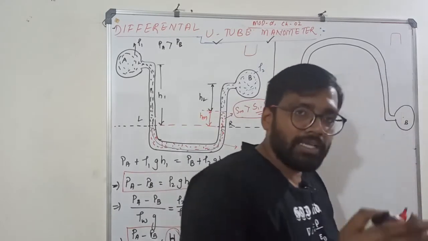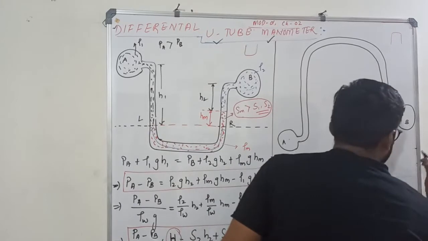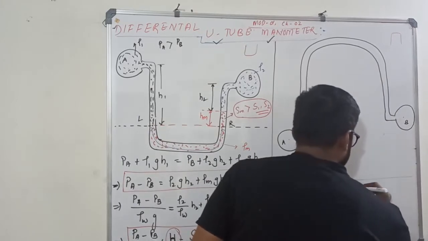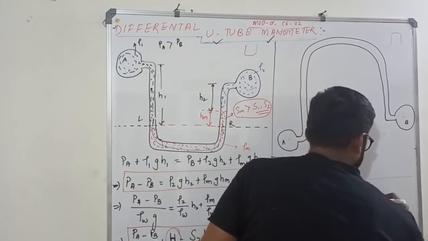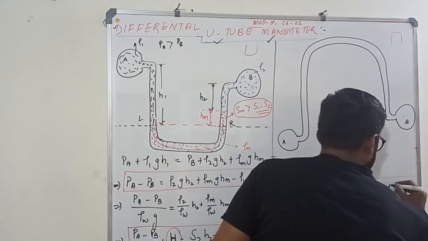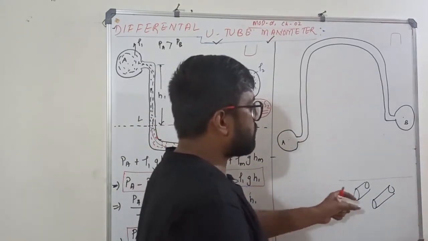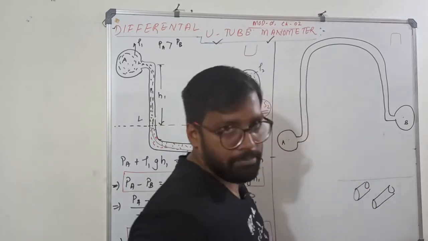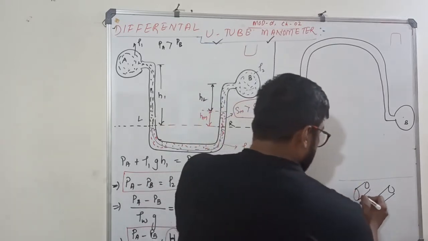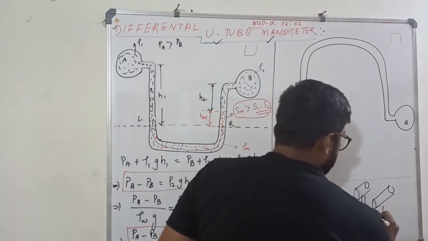Now, imagine a case underground. This is your underground. In this underground, you have two pipes. Your pipes are going like this. This is underground and you have two pipes. Now, you have to measure the pressure difference in these two pipes. So, can you connect a U-tube manometer like this in this case?